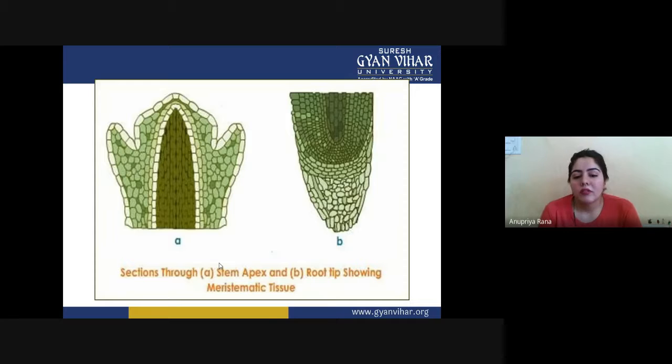You can also see a section. Okay, this is a longitudinal section of the stem apex and the root tip showing meristematic tissue. You can see there are several simple cells present here. They are not complex cells, they are very simple kind of cells, almost identical. And you can also see there is no intercellular space present in any of the cells. So hence it is proven that they are meristematic type of cells.